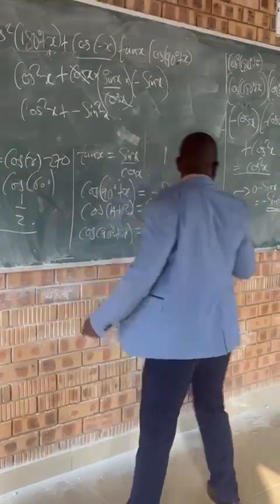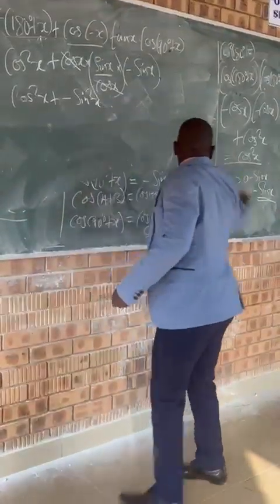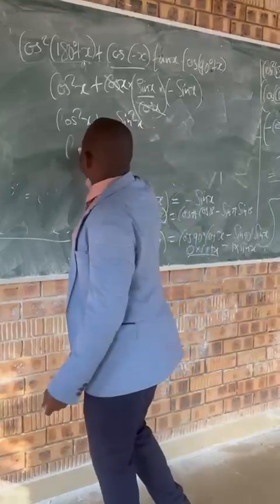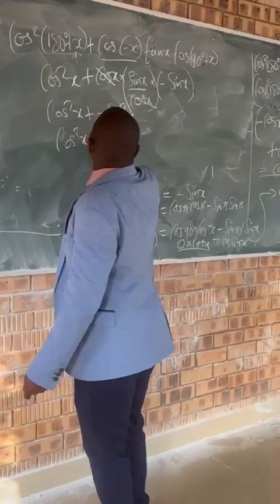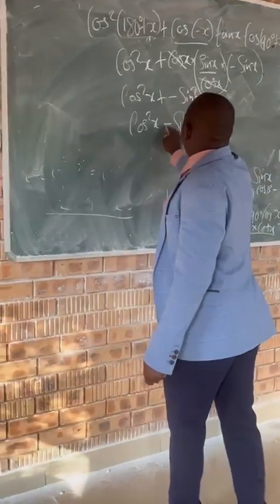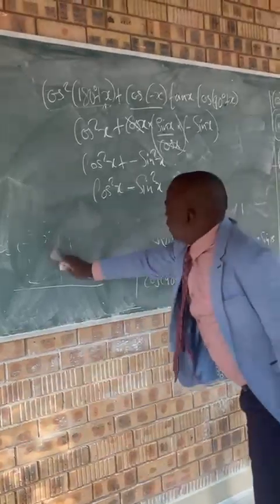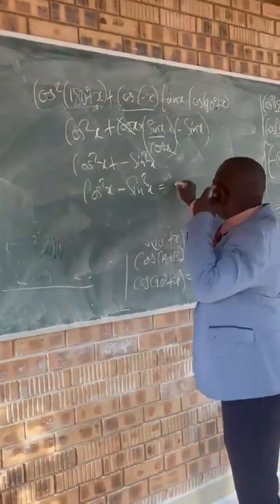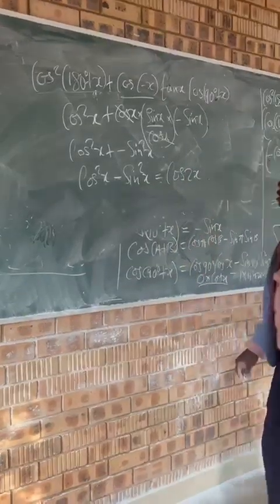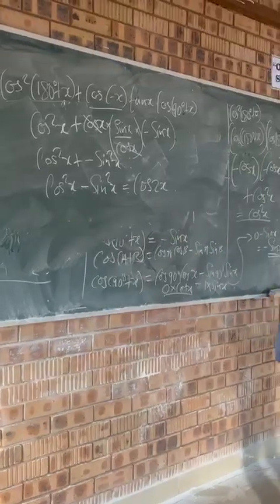At the end, I am going to remain with cos squared x minus sine squared x. I'm not yet done. Cos squared x minus sine squared x, let me equate it to cos 2x. That's our final answer. But I want to show where we are getting this cos 2x from.